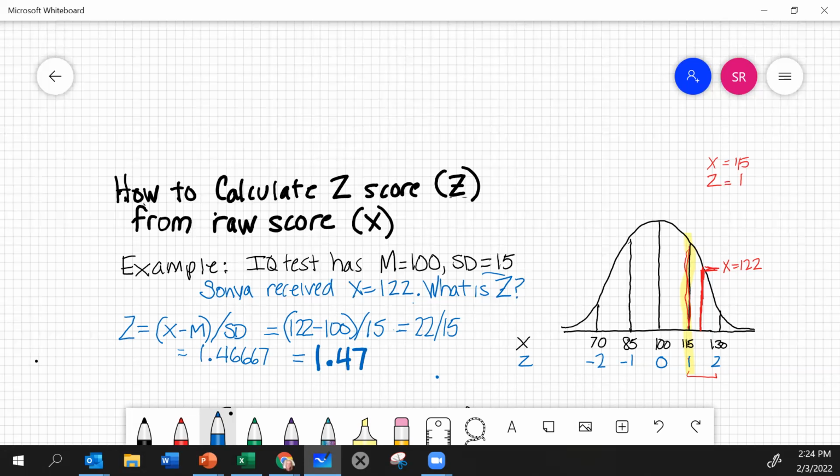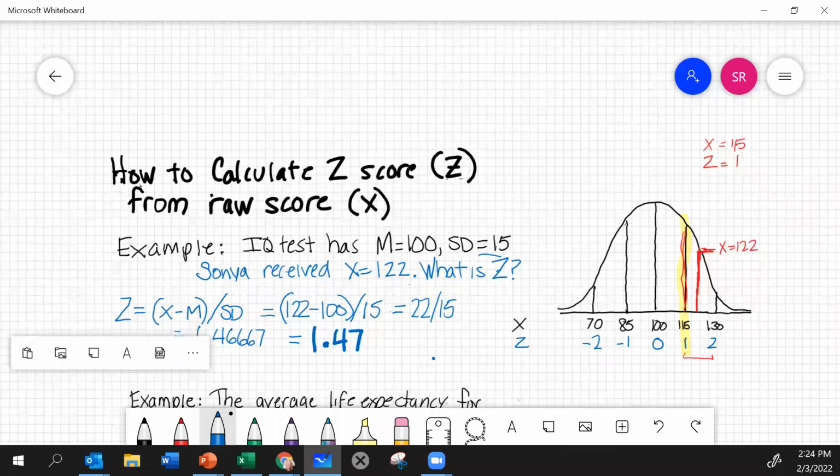And so we can see that this makes sense. It's between 1 and 2, and we've got the raw score marked. Now we have the z-score marked, and that's how we work that calculation. Let's do another example below.